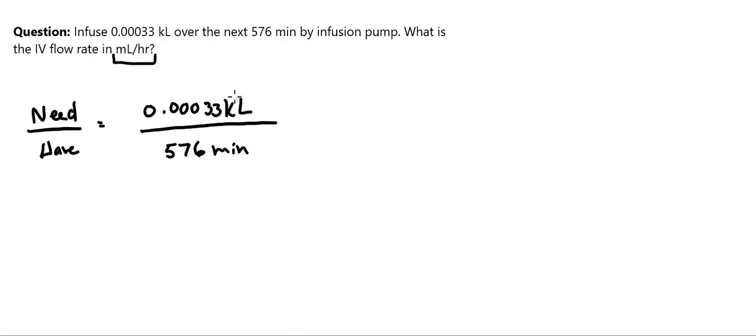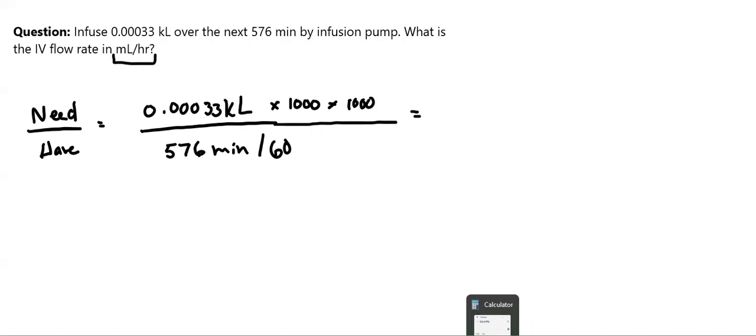Now in our last problem, we converted kiloliters to milliliters. We found that we had to multiply by 1,000 twice. Multiplying by the first 1,000 converts kiloliters to liters. Multiplying by the second 1,000 converts liters to milliliters. So we're going to do that, but we haven't had to convert minutes yet into hours. And to do that, because there are 60 minutes per hour, we're going to have to divide by 60. So let's just do the string of conversions and see what we get. We're going to get this down to milliliters per hour instead of kiloliters per minute.